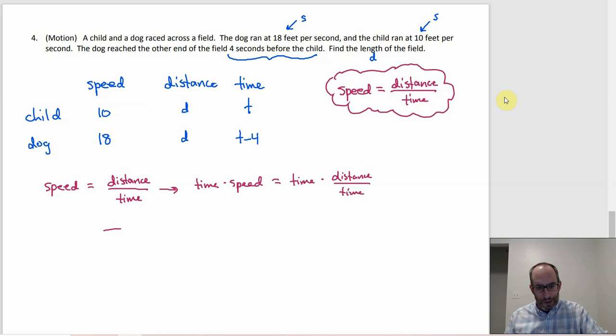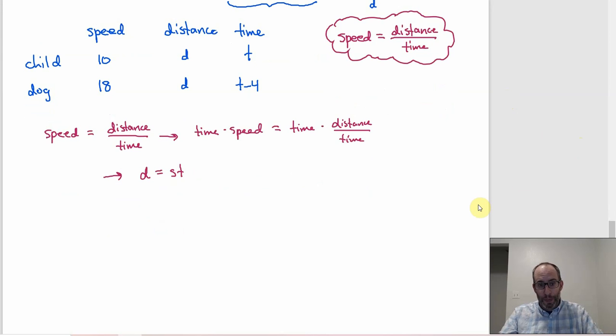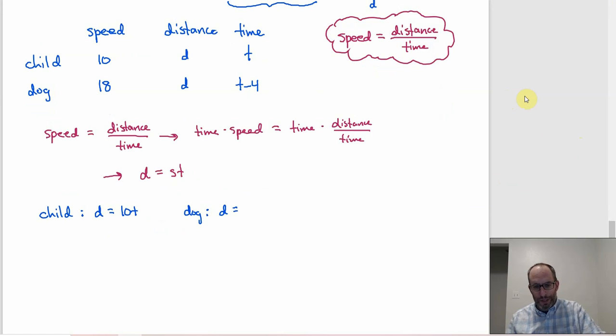So what I'm going to end up with is that distance is equal to speed times time, or time times speed if you want to write it in the same order that it is up there. It doesn't really make much of a difference, but that's what we're going to use. So then we can do this for the child and we can do it for the dog, right? So for the child, the distance would have to be equal to 10 times t. But then for the dog, we would have the distance equals 18 times the quantity t minus 4.